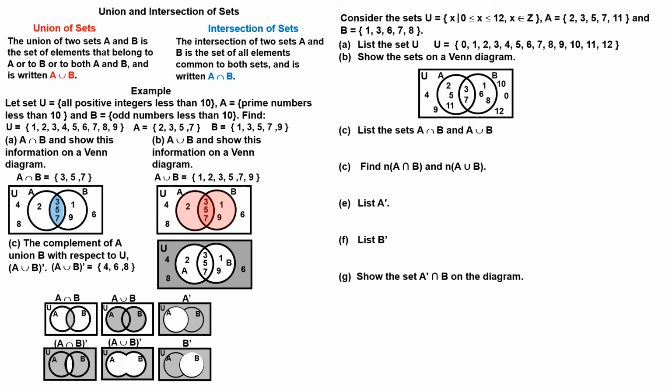Let's list the set of A intersection B and A union B. The number of elements in set A intersection B is 2. And the number of elements in set A union B is 8.